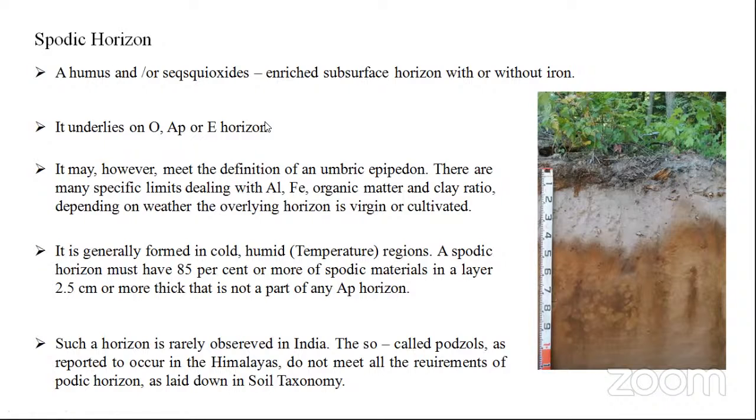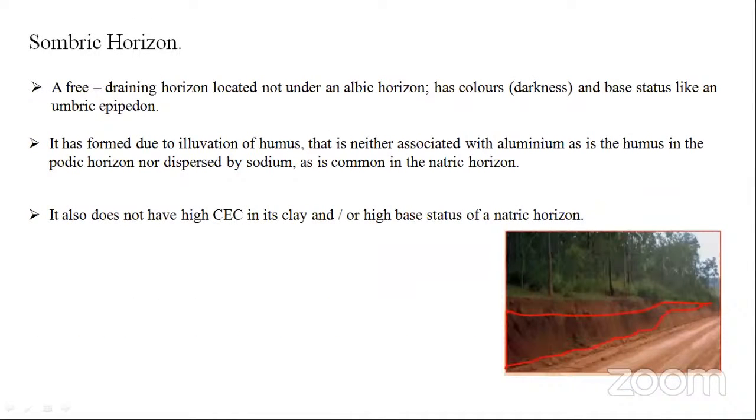Now coming to the next, called the sombric horizon. Sombric means a free-draining horizon located under the albic horizon. We will see what the albic horizon is later. It has a dark color and a base status like umbric, due to the heavy level of humus, not associated with alumina. Actually, in the sombric, you can see some color variations.